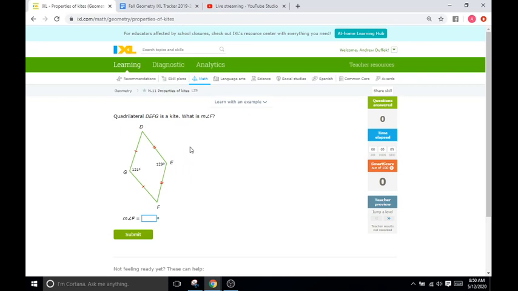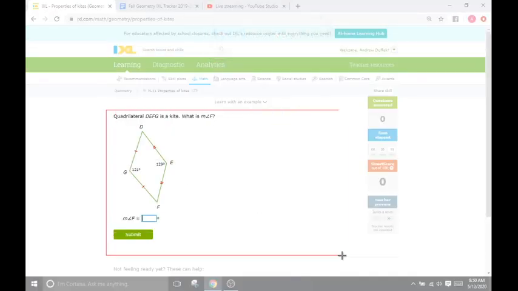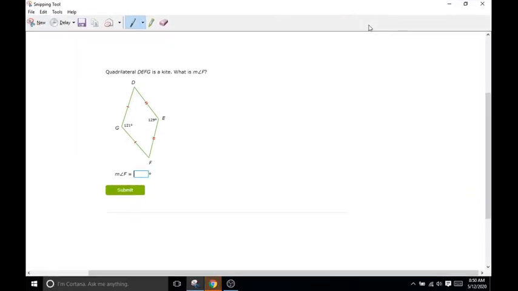So this one is saying that our quadrilateral is a kite, and what is the measure for angle F? So what is F down here going to equal? Okay, so we know that D and F are going to equal the same thing. So all I'm going to do is I'm going to just write it in X.